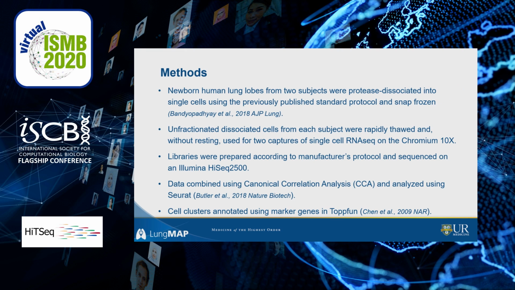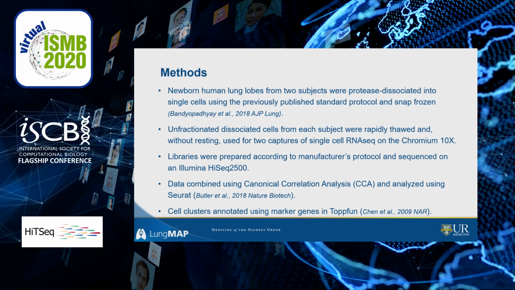In order to do that, we sequenced the two lung lobes from two newborn human subjects, and the cells were digested and frozen, and later on they were rapidly thawed, and from each of the subjects were used for two single cell captures. So altogether there were four captures. The libraries were prepared and sequenced in HiSeq 2500, and the data was analyzed in Seurat, and the combination of all four runs was performed using CCA.